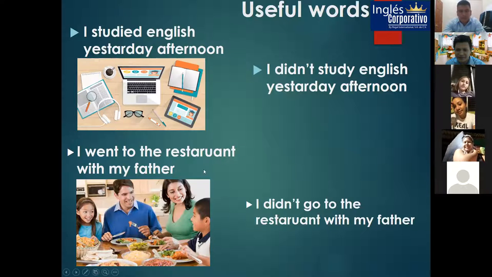¿Qué pasa con este? Como se antepone el didn't, entonces no se pone el verbo. Okay, very good. Thank you, Flor. But in this case, students, go, no le agregamos ed. ¿Ya notaron? Bien, sino que cambia completamente. Entonces, a estos verbos que cambian completamente le vamos a llamar irregular verbs.